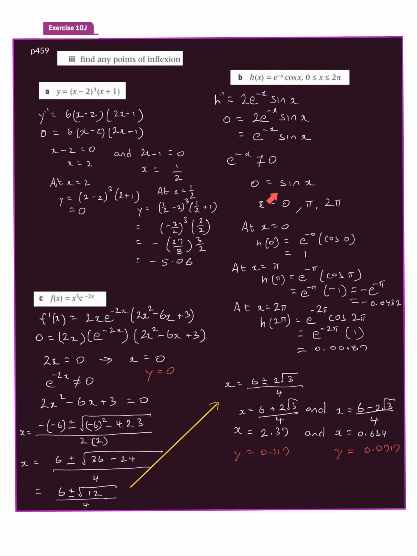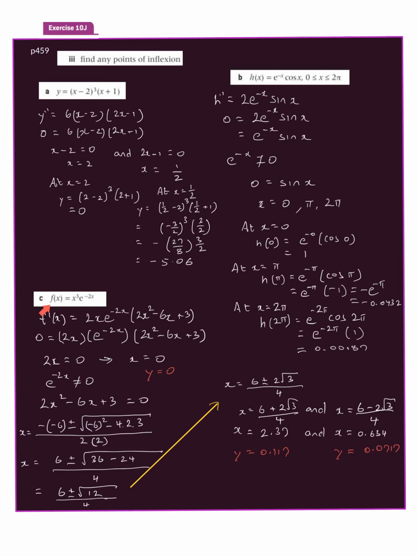Sine x equals 0. Well, within this domain here, that's one full revolution, sine of what is equal to 0? Well, it's 0, pi, and 2 pi. Okay, and then we'd ask for the point, so we've got to find the y value. When x is 0, or in this case the h value, when x is 0, h is 1. When x is pi, h is minus e to the minus pi, which is minus 0.0432. And when x is 2 pi, h is e to the minus 2 pi, which is 0.00187.